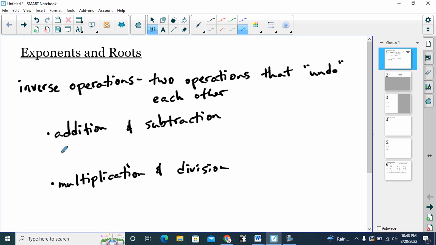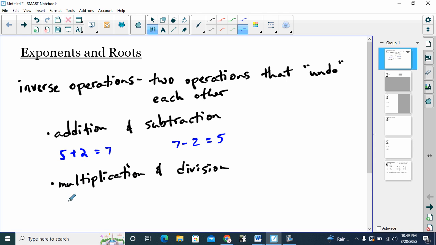So if we think about 5 plus 2, 5 plus 2 is 7. We can write this same number sentence using subtraction. 7 minus 2 gets me back to where I started at 5, right? 5 plus 2 is 7. 7 minus 2 is 5.